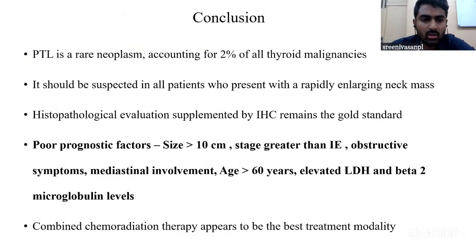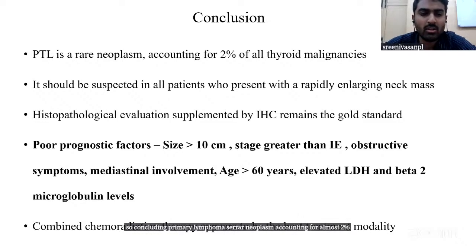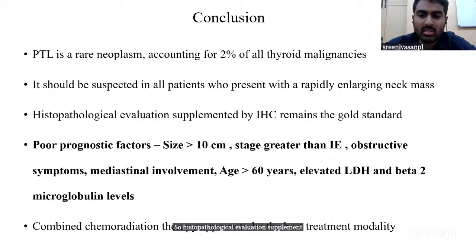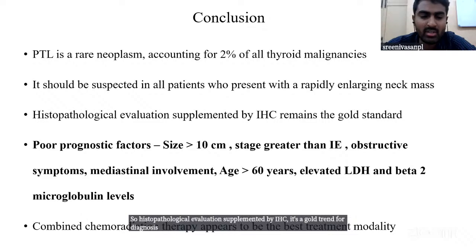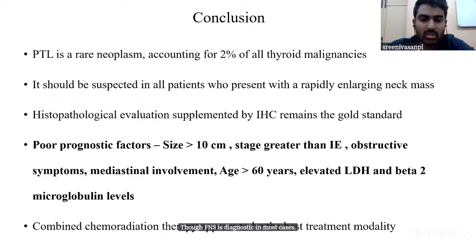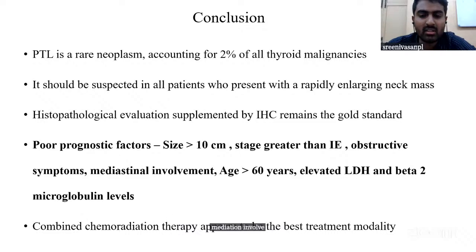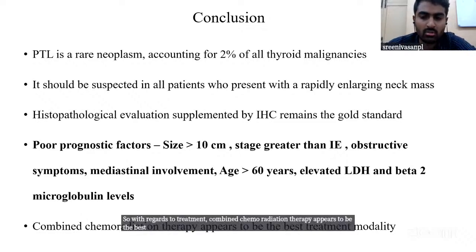So concluding, primary thyroid lymphoma is a rare neoplasm accounting for almost 2% of all thyroid malignancies. It should be suspected in all patients who present with a rapidly enlarging neck mass, especially in the background of Hashimoto's thyroiditis. Histopathological evaluation supplemented by IHC is the gold standard for diagnosis, though FNAC is diagnostic in most cases. Poor prognostic factors are size more than 10 centimeters, stage greater than 1E, presence of obstructive symptoms, mediastinal involvement, age more than 60 years, and elevated LDH and beta-2 microglobulin levels. With regard to treatment, combined chemoradiation therapy appears to be the best treatment modality overall. Thank you.